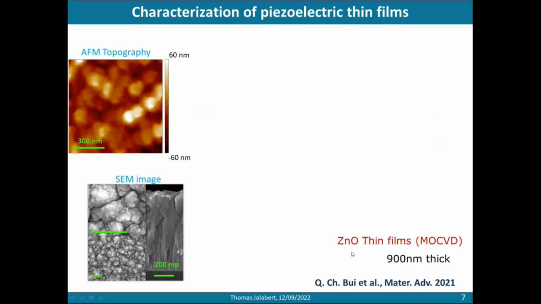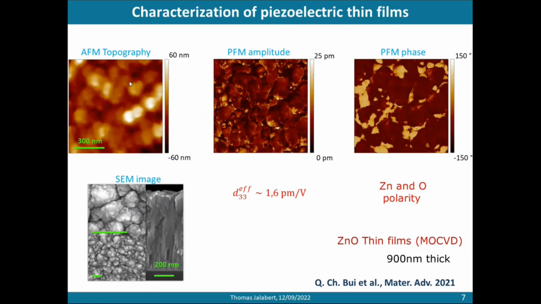So this is a zinc oxide thin film. Here we have the same image, this is the side view, and here the top view. We see some grains that we also recover on the topography we record with the AFM. What's interesting with the AFM is that we can also measure at the same time the PFM properties. This is the amplitude of deformation of the material as a function of position, from which one can extract an average piezoelectric coefficient. And this is the phase of this signal as a function of position.